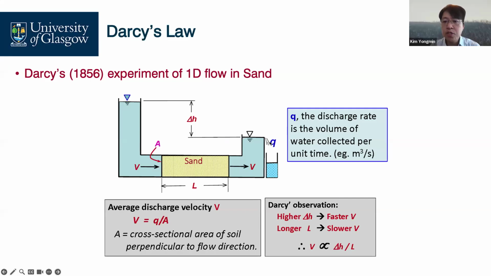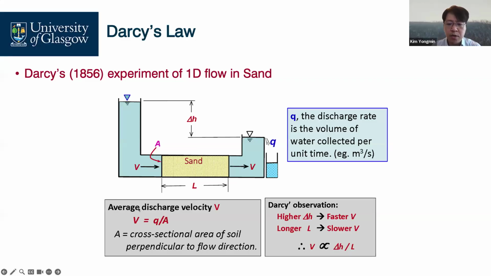This Q, discharge rate, is the volume of water collected here per unit of time. So the unit is cubic meter per second. Based on the discharge rate, small q, we can calculate the average discharge velocity by dividing by the cross-sectional area of the soil perpendicular to the flow direction.